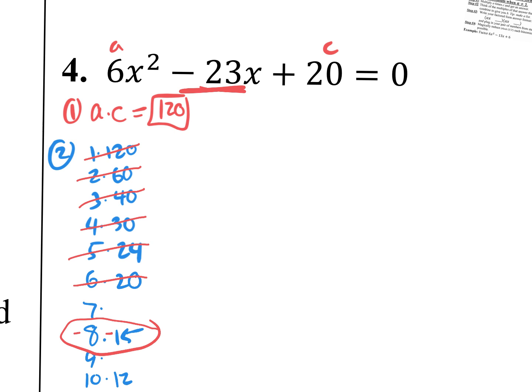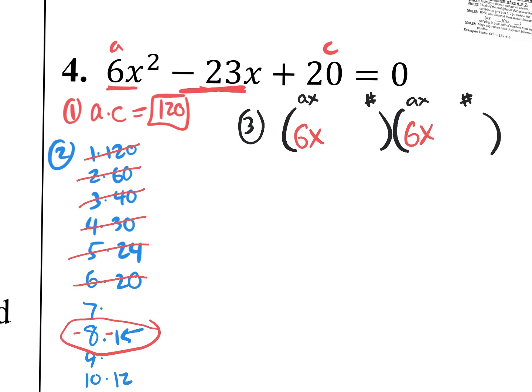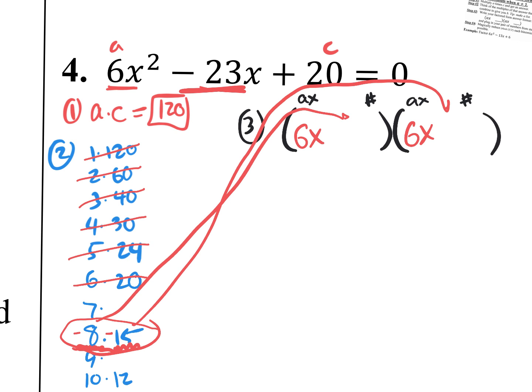Instead of changing our 3-term expression to a 4-term expression and using factoring by grouping, I want to jump right into my shortcut, which is going to be an ax, a number, ax, and a number. So what is our ax term? 6x. 6x right there, 6x right there. And what are the numbers? Well, you go to step 2, which is the negative 8 and the negative 15. Plug in the negative 8 right there. Plug in the negative 15 over there. So negative 8 and negative 15.